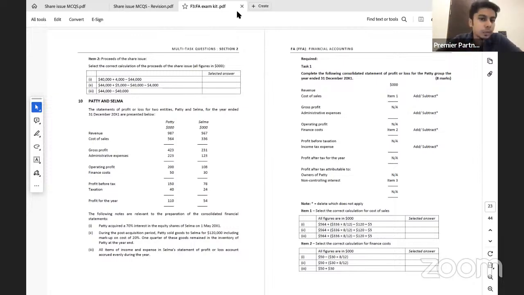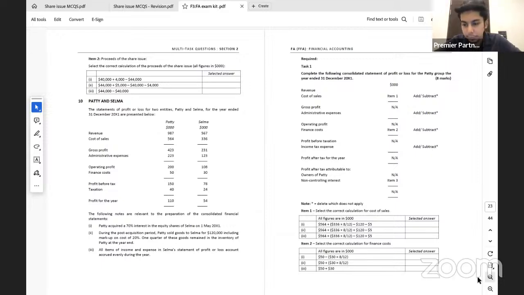Now, when you talk about a consolidated income statement, when you start the question, the very first thing that you need to do is understand the group structure. So, guys, you need to figure out who bought whom, at what percentage, how much is left for the NCI. So you need to figure all those out.